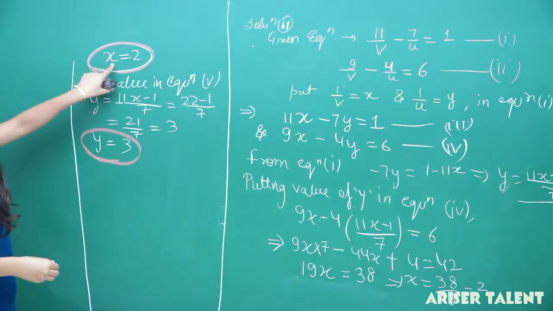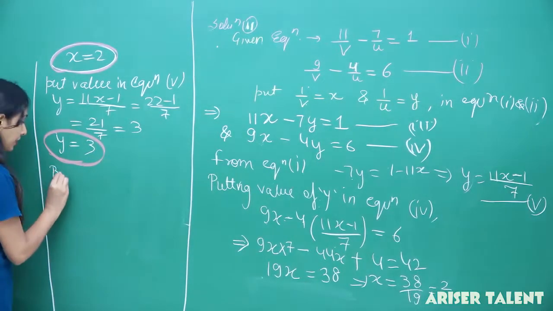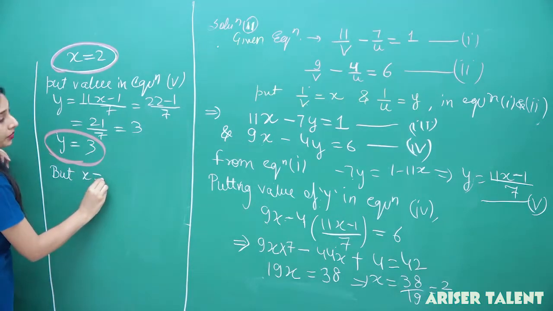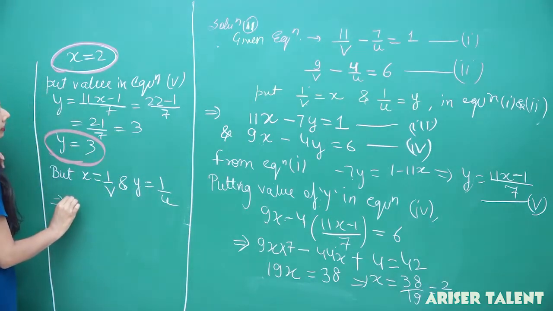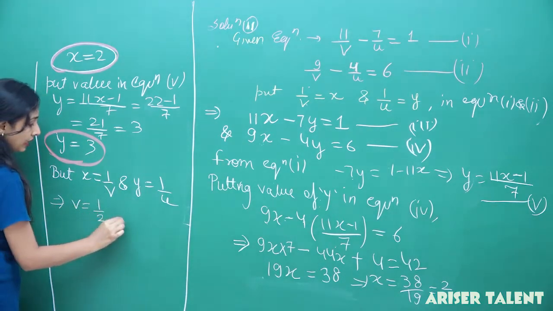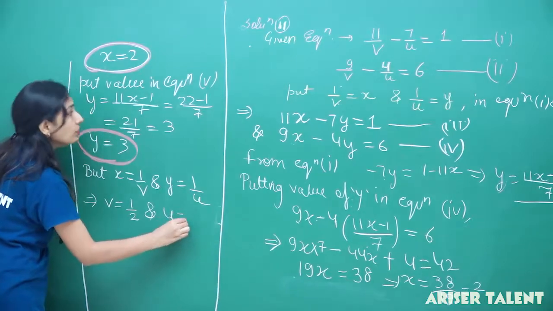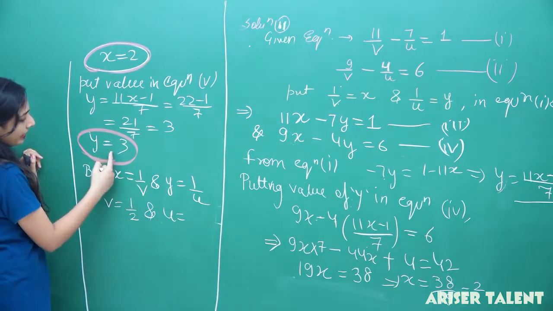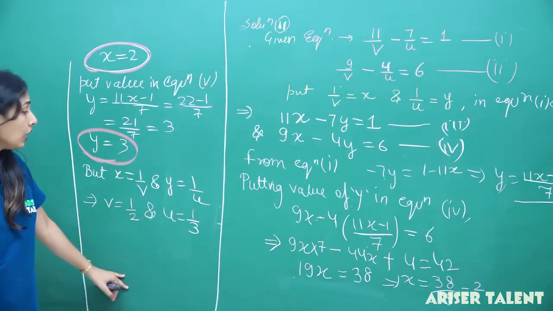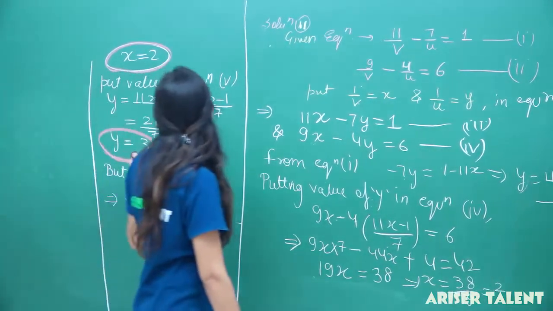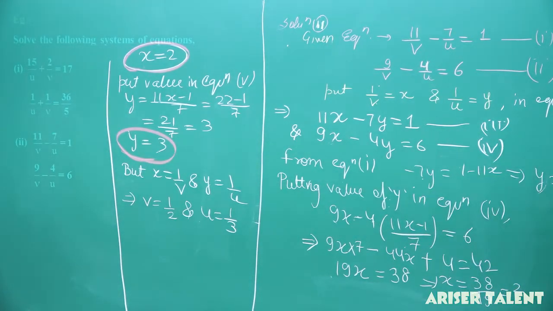So now x equals to 2, but I have taken x equals to 1 by v and y equals to 1 by u. This implies that v equals to 1 by 2 and u equals to 1 by y, right? So that will be 1 by 3. Now this is about the question. So note this, student. This was your question, question number 2nd. Note this. Then we will be checking.